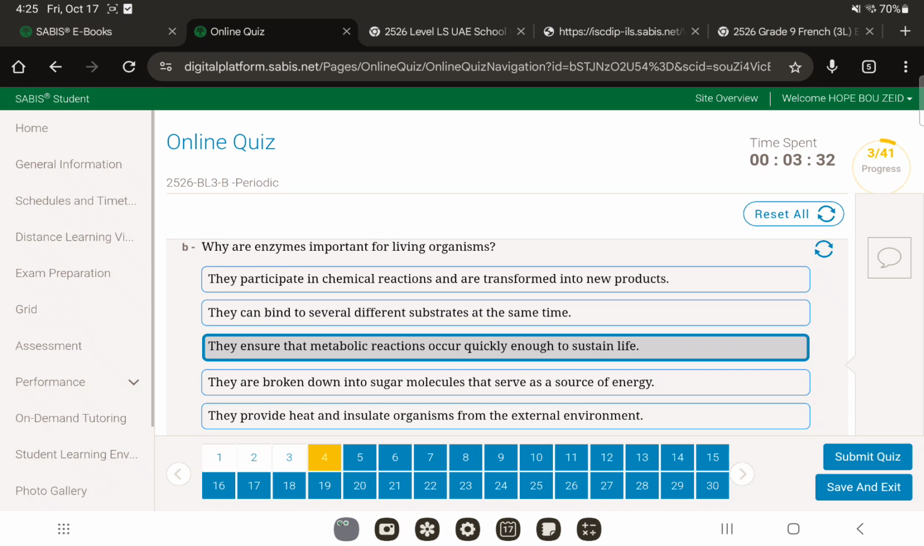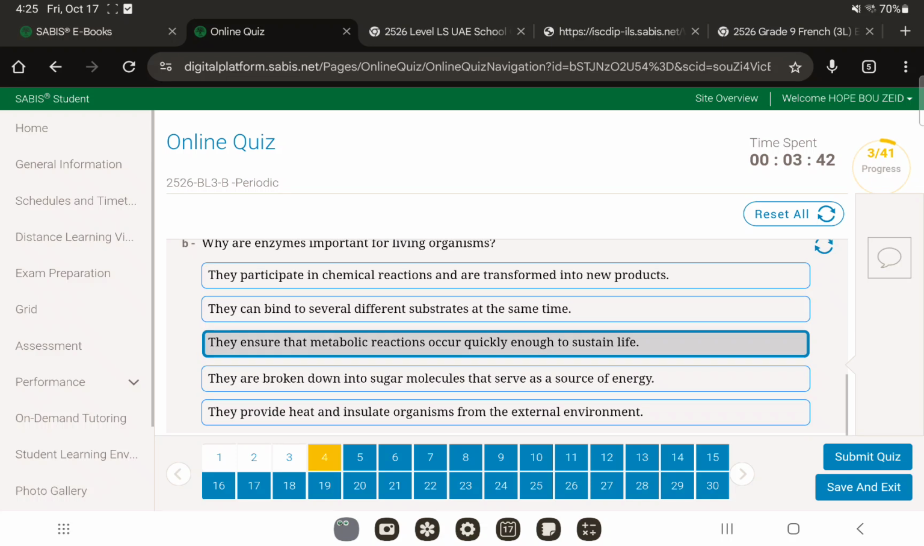They are broken down, which is why they're known as biological catalysts. They are broken down into sugar molecules that serve as a source of energy. No. They provide heat and insulate organisms from the external environment. No.